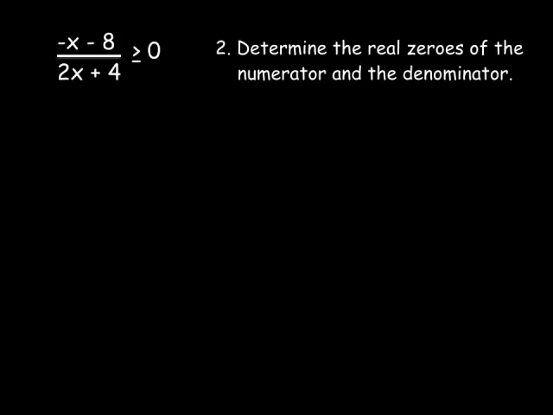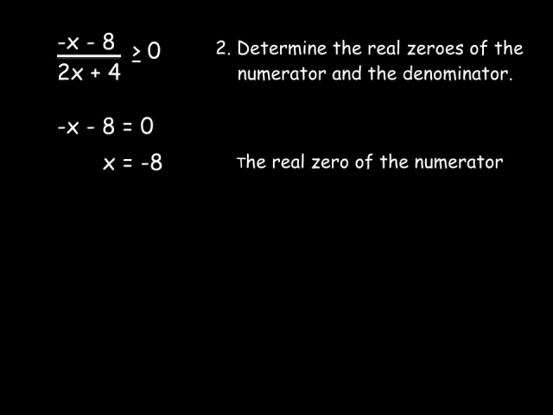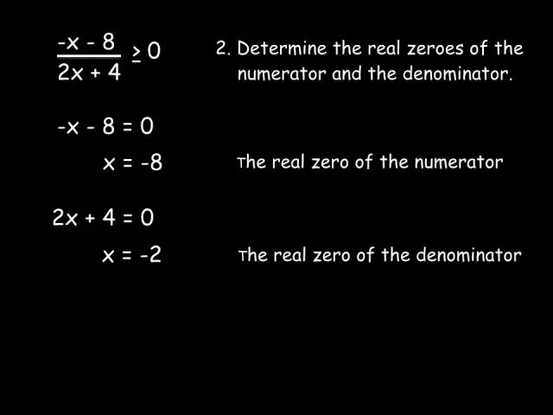Step 2. Determine the real zeros of the numerator and the denominator. Set the numerator equal to 0. We have the equation −x − 8 = 0. Solving for x, we find that x = −8, the real zero of the numerator. Setting the denominator equal to 0, we have the equation 2x + 4 = 0. Solving for x, we find that x = −2, the real zero of the denominator.